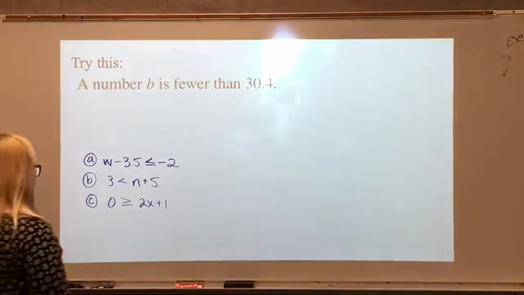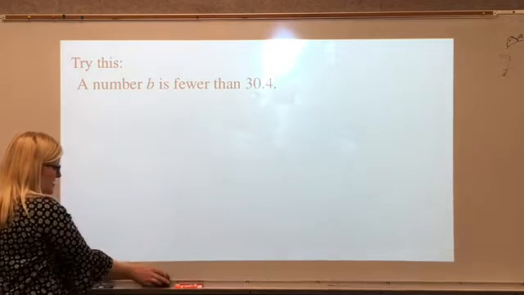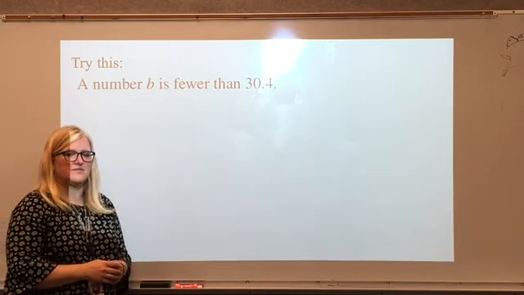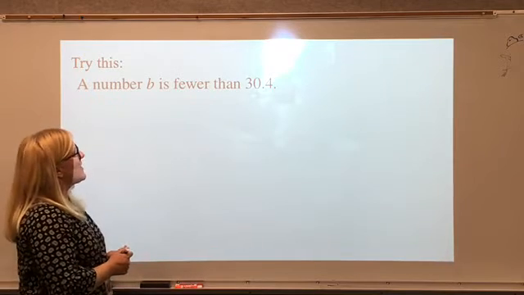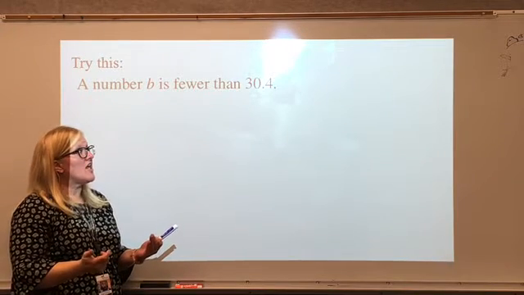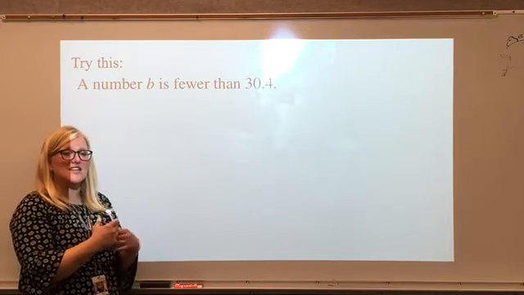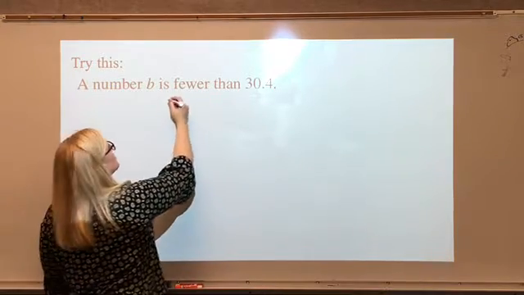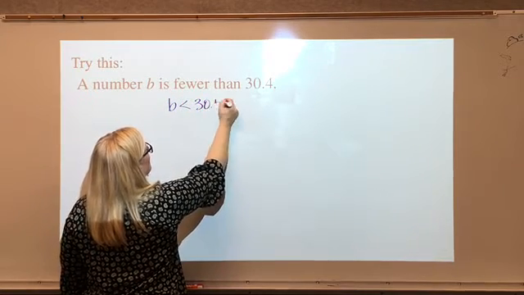Okay, so I want you to try this. Go ahead and pause and try this one. A number b is fewer than 30.4. So it's numbers that are fewer, are less than 30.4. So we have b is less than 30.4.